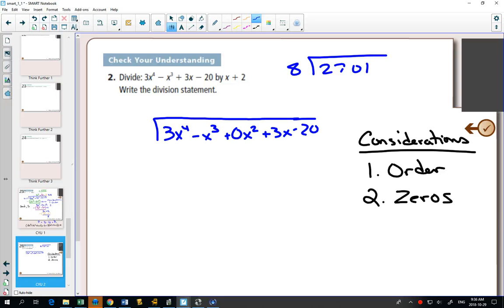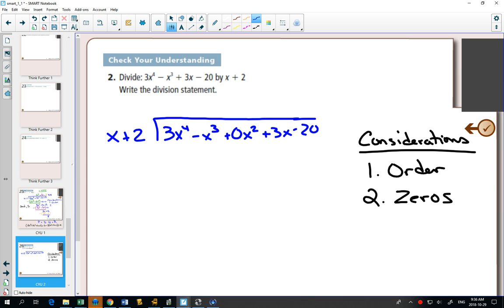It would actually be quite annoying to have to write zeros for everything that's missing all the time. But when we do long division, we include that 0. So the order matters, and if something's missing, we include a 0. Now we're dividing by x plus 2.